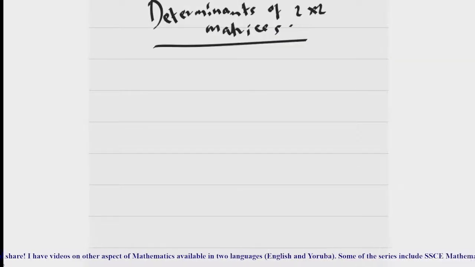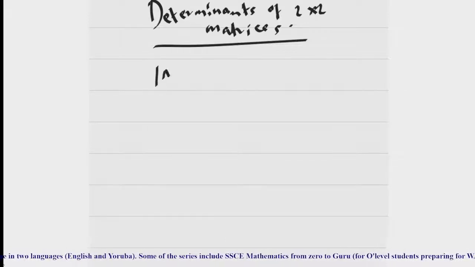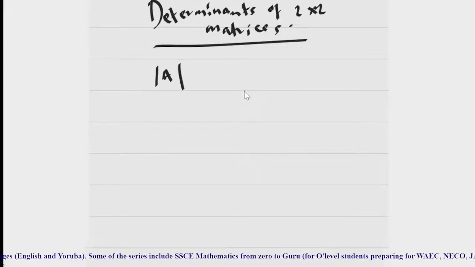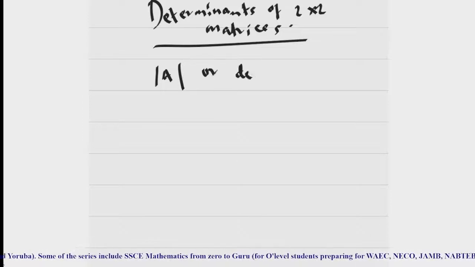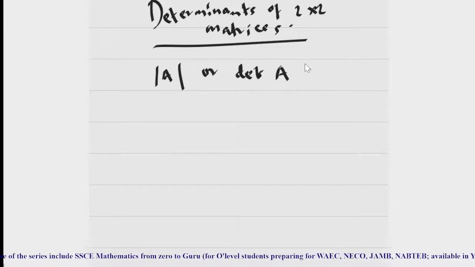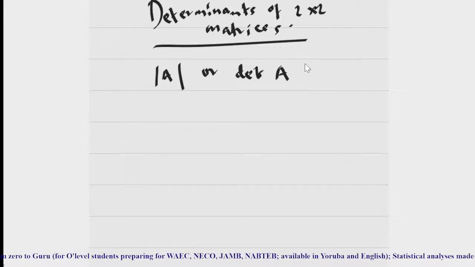The determinant is the value that can be computed from the elements of a square matrix, and the determinant of a matrix A is denoted by this or that, det A. You understand? Like I've said, a single value that can be computed from the elements of a square matrix.